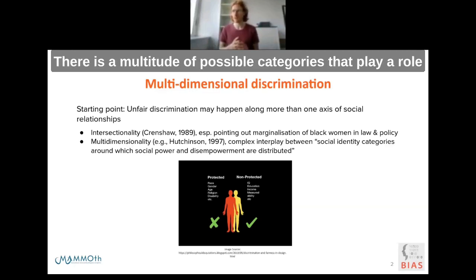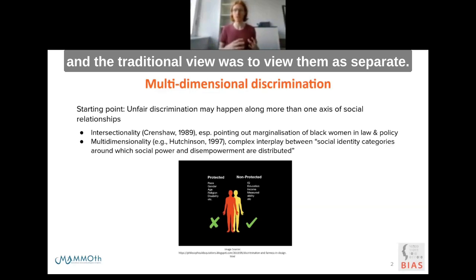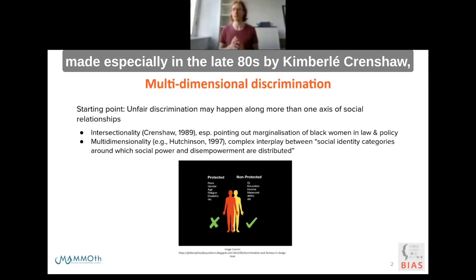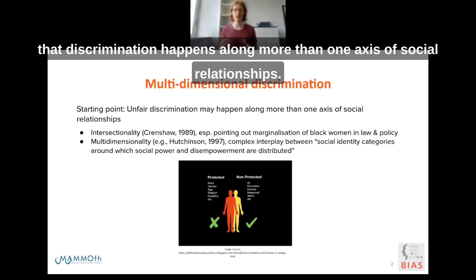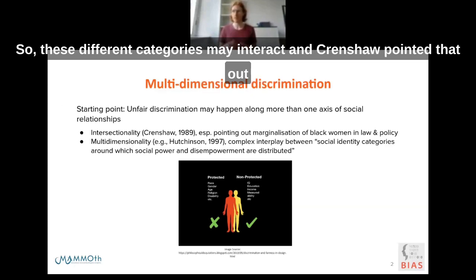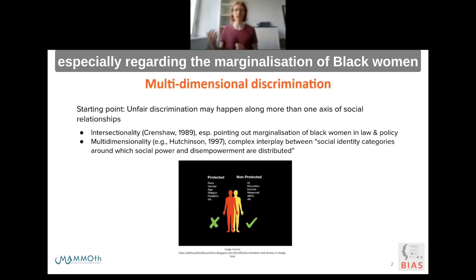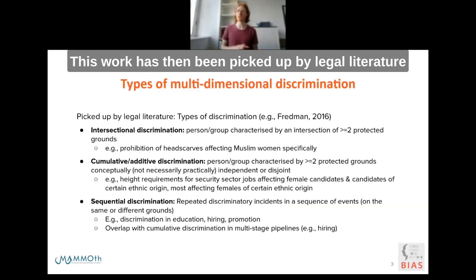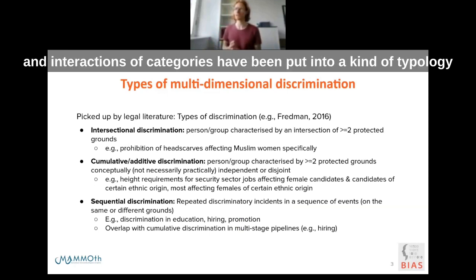And there is a multitude of possible categories that play a role, and the traditional view was to view them as separate, but the starting point of our work was the observation made especially in the late 80s by Kimberly Crenshaw that discrimination happens along more than one axis of social relationships. So these different categories may interact, and Crenshaw pointed that out, especially regarding the marginalization of Black women in anti-discrimination law and policy.